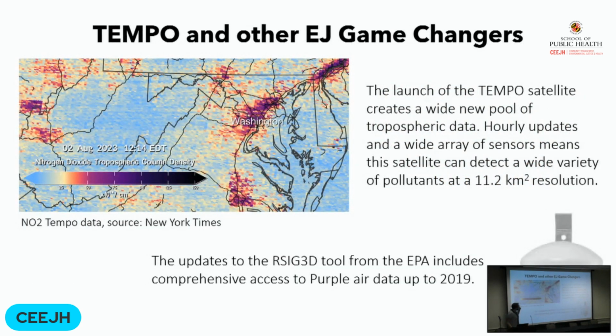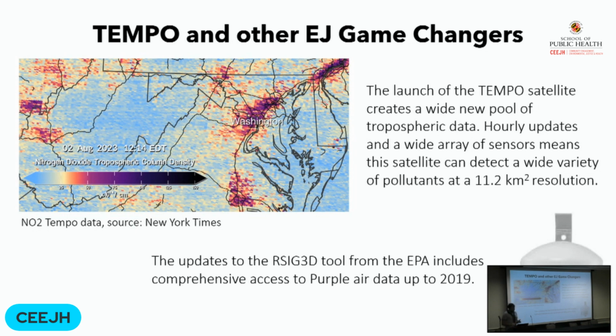Now, on that note, a big development that's happened recently is the launch of the TEMPO satellite. This launched in 2023, and it is run by the EPA. The data is all publicly available. It's not super easy to access yet, but I think they're working on it. What this does is give you hourly updates of the composition of the troposphere, which is the air that we breathe.